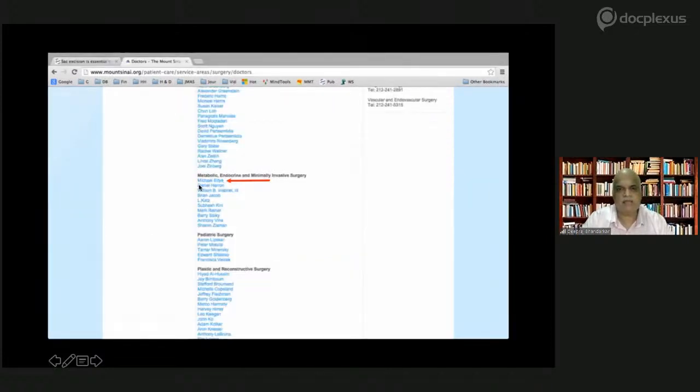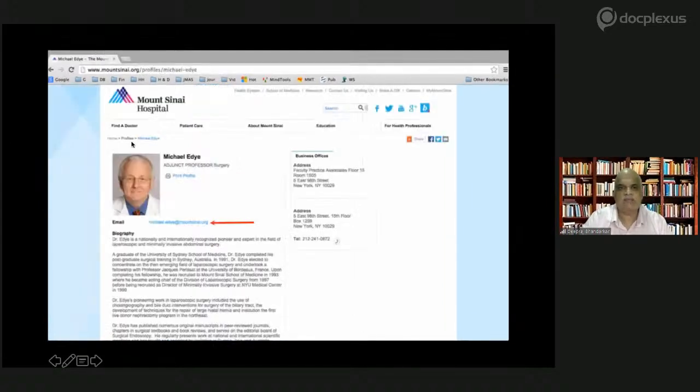And we can see that Michael Eady is here. Barry Salke is also here. So if you click on Michael Eady, it will take you to his page, which gives his brief biodata, and this is his hospital email, michael.ed@mountsinai.org. So you can easily capture this from this point and then write an email to him, requesting him to send a reprint of his article. And most often, as I said, the authors would be more than happy to share it with you.